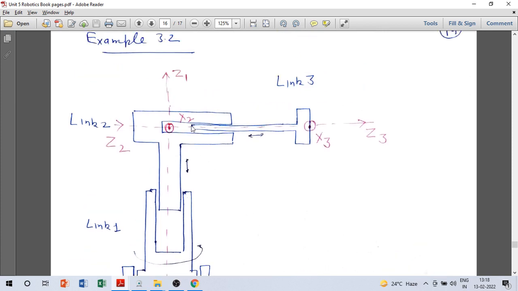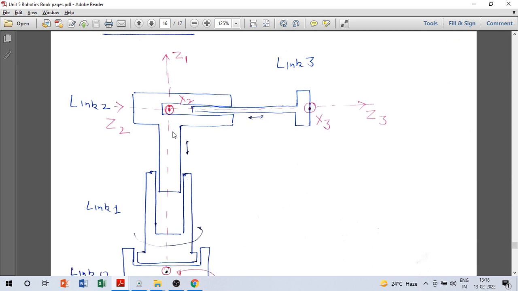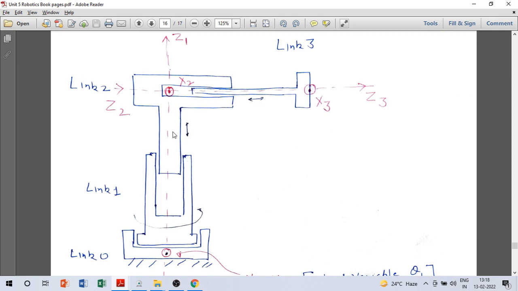Let us look at now how to assign x2. For link 2, we have axes z1 and z2, and they intersect. When they intersect, then x will be along the common normal. There is only one common normal, and we have taken x2 coming out of the paper towards us. So this is x2. So the x assignment for intermediate frames is done now.